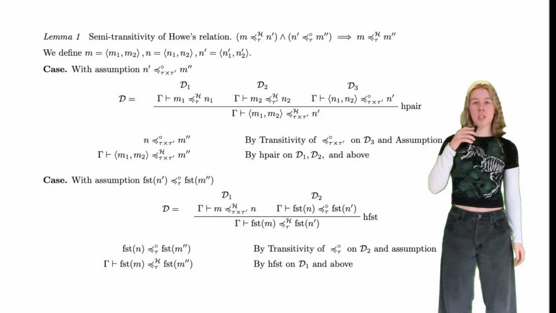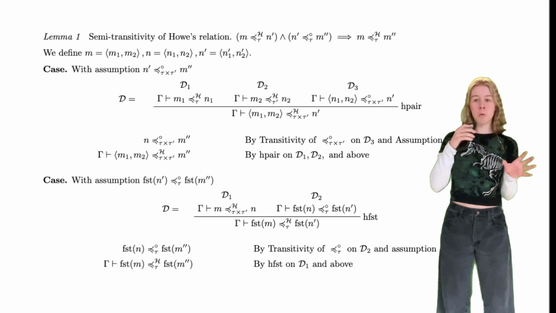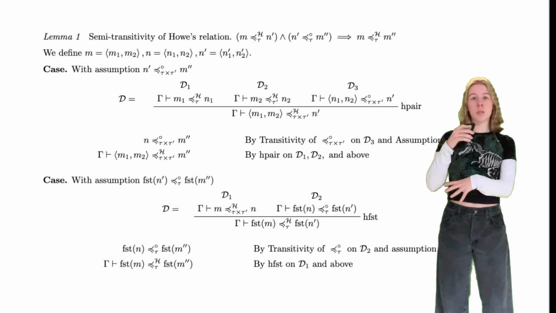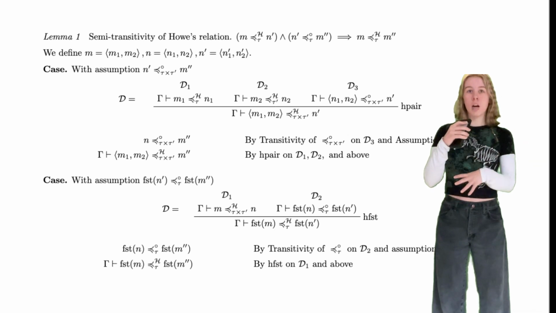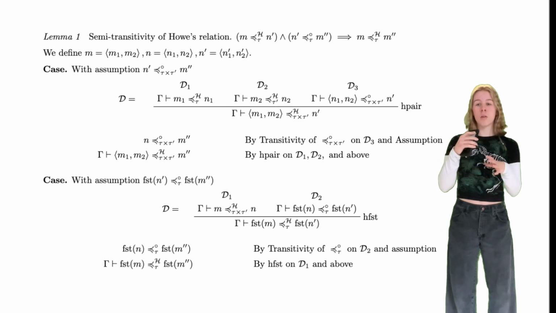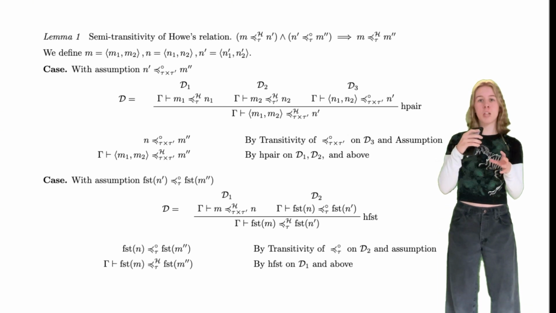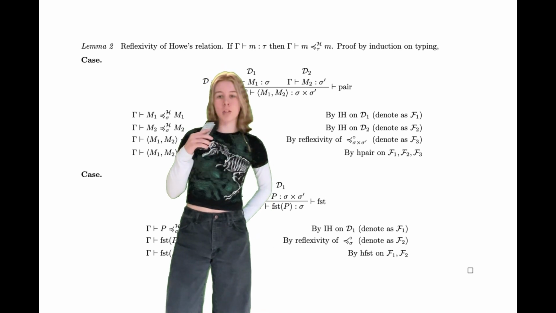Lemma 1 is semi-transitivity of Howe's relation, which says that if m and n are related by Howe, and n and L are related by open similarity, then m and L are related by Howe. The proof of this is by the transitivity of open simulation, and then by the definition of Howe relation. Lemma 2 is the reflexivity of Howe's relation.